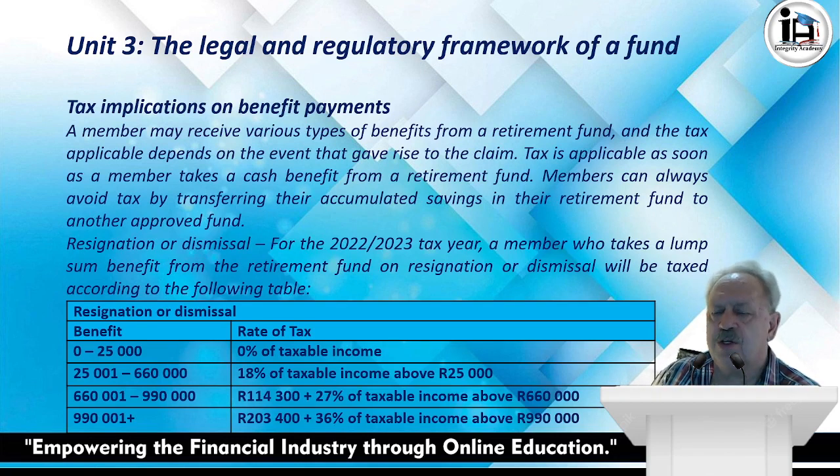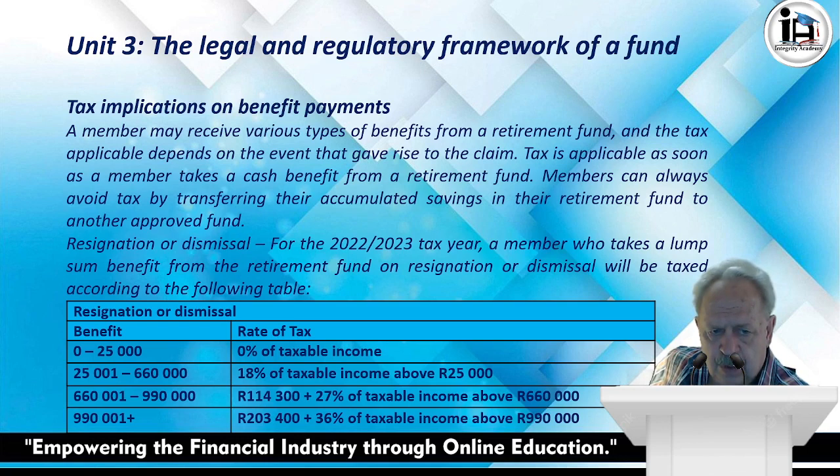Right, the tax implication on benefit payments. A member may receive various types of benefits from a retirement fund, and the tax applicable depends on the event that gives rise to this claim. Tax is applicable as soon as a member takes a cash benefit from a retirement fund. Members can always avoid tax by transferring the accumulated saving in their retirement fund to another approved fund. And this is a suggestion I would make: rather transfer your funds to another fund when you resign and not take that money, because the money was in the first place put aside for retirement purposes and not for spending purposes. Right, resignation or dismissal.